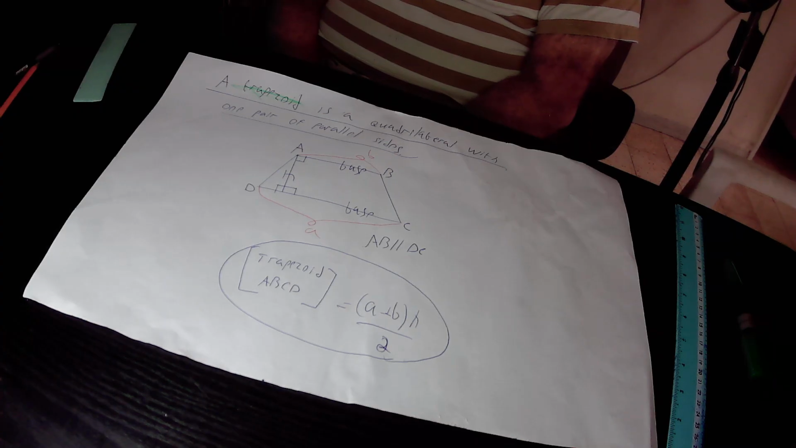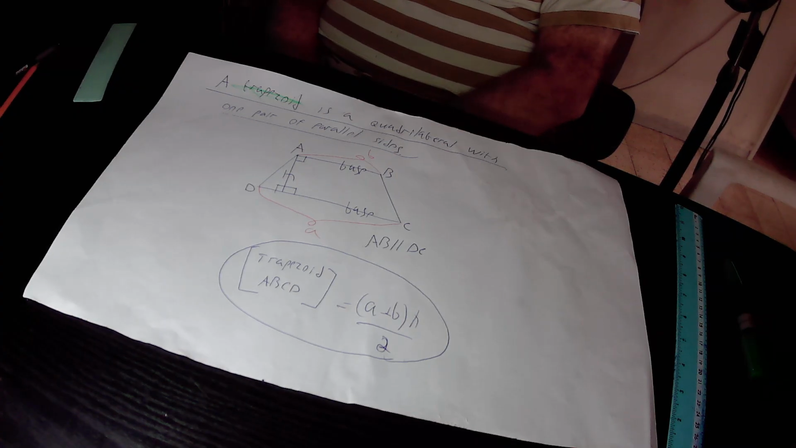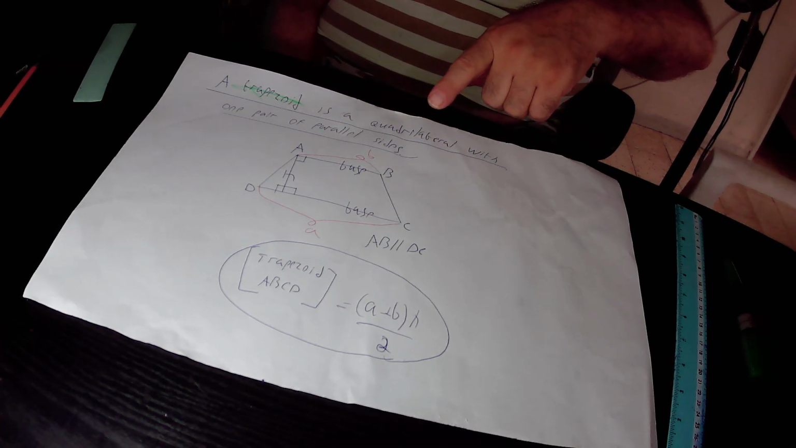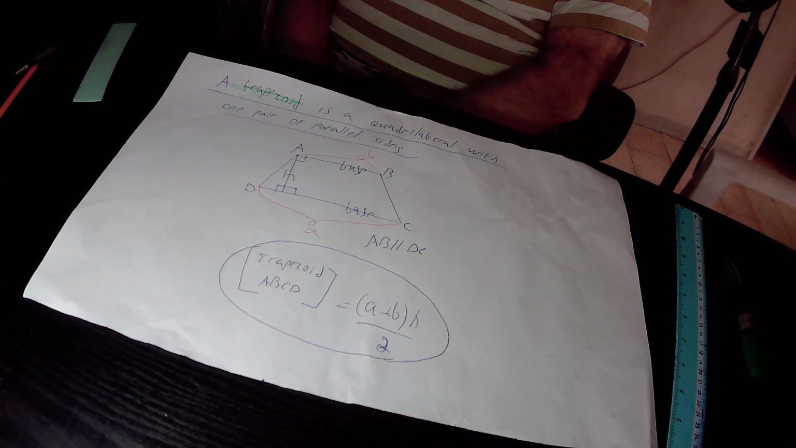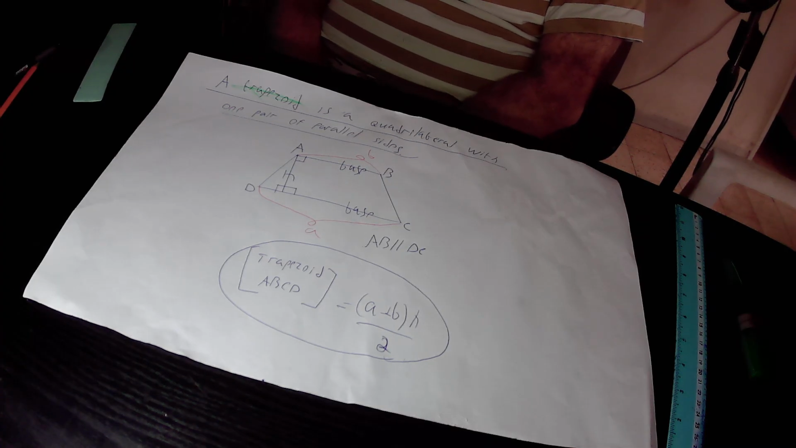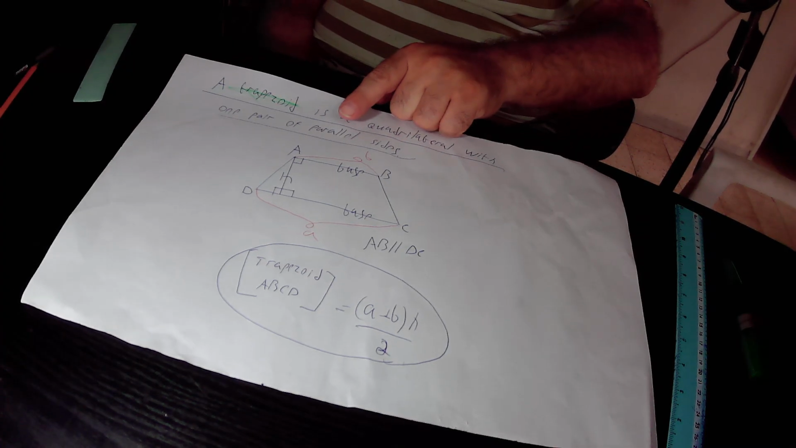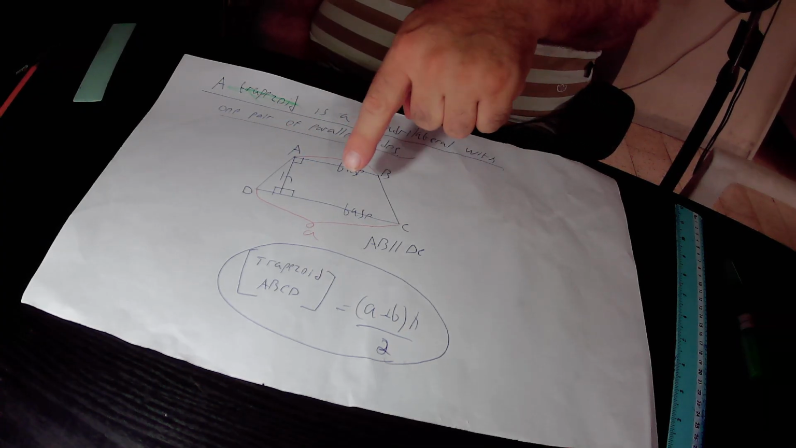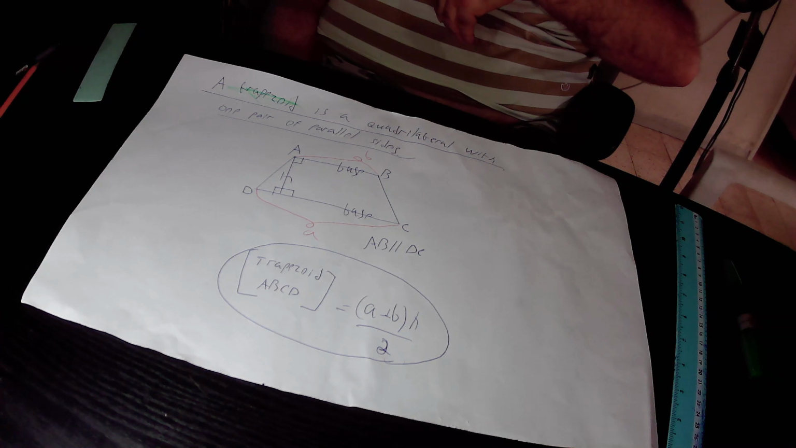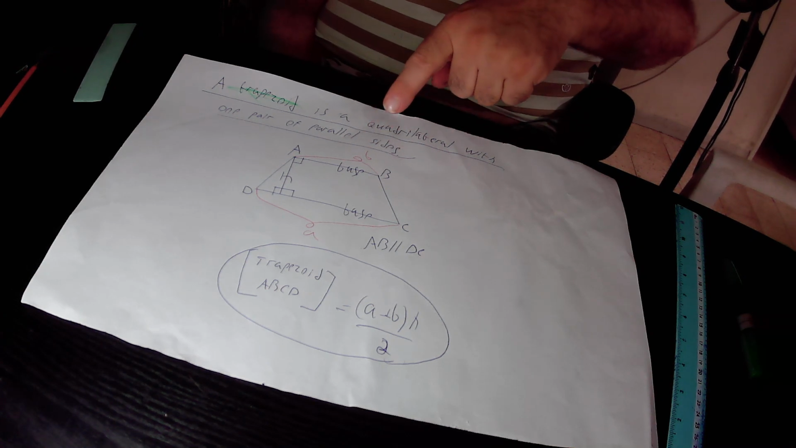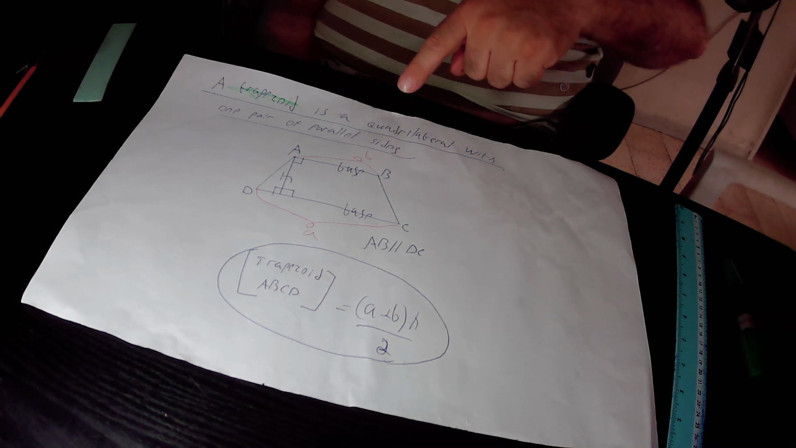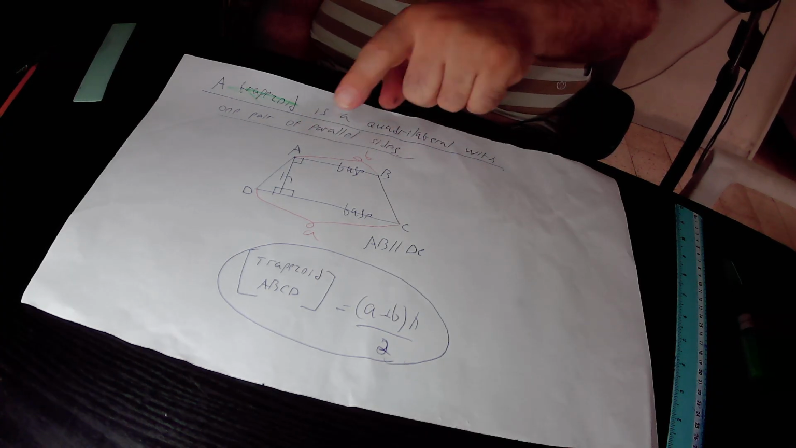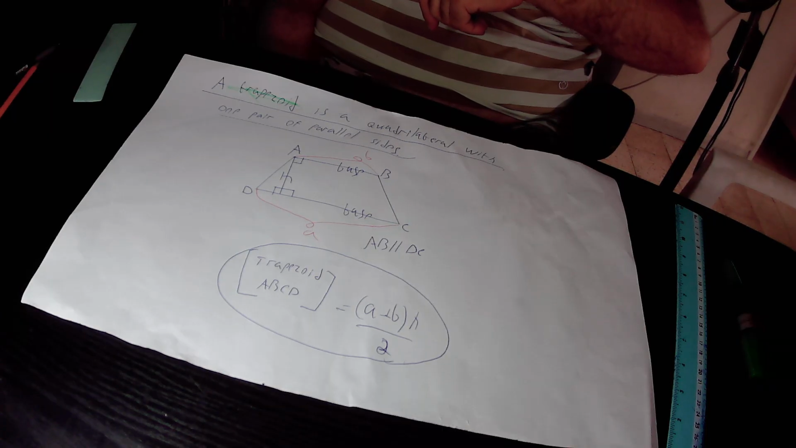In this trapezoid ABCD, side AB is parallel to the opposite side DC. So those two parallel sides are defined as the bases of this trapezoid ABCD. If we define the length of AB as B and the length of DC as A, then the area of this trapezoid ABCD will be equal to A plus B, that is the sum of its two parallel bases, times the height over 2. The height must create 90 degrees with the two parallel bases.